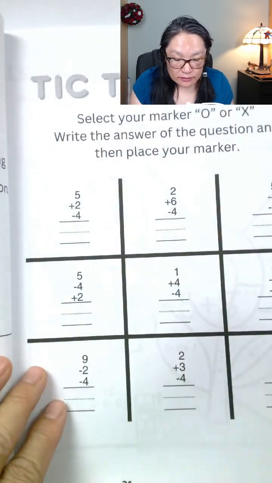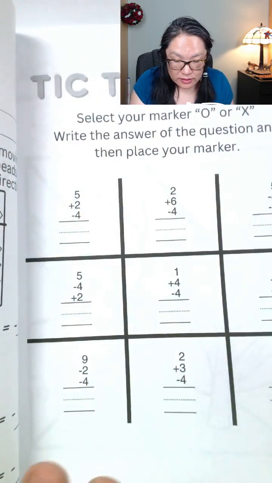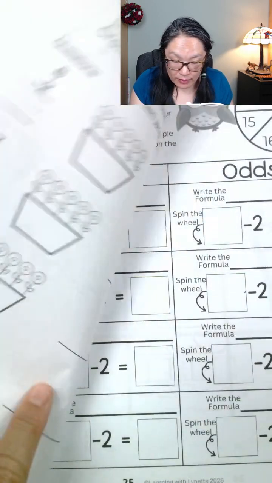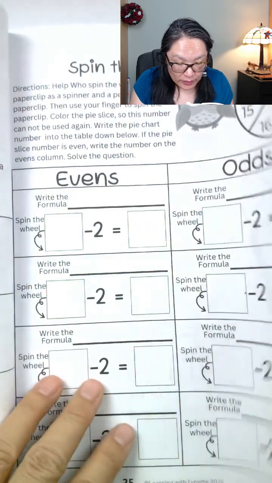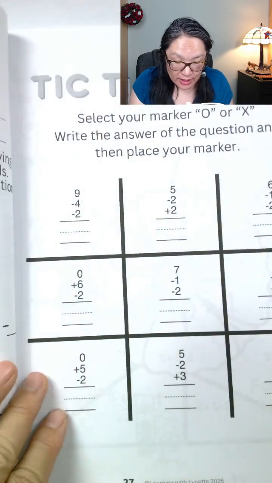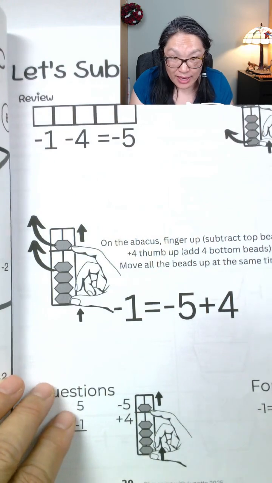All right. And then there is tic-tac-toe, and then there's color by number, and then there's more spin the wheel, but this is for the minus 2, and then minus 1 doesn't have a lot of questions, but I have to sleep.